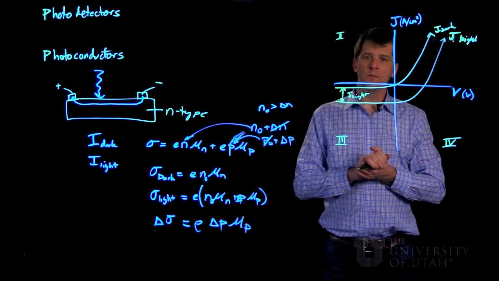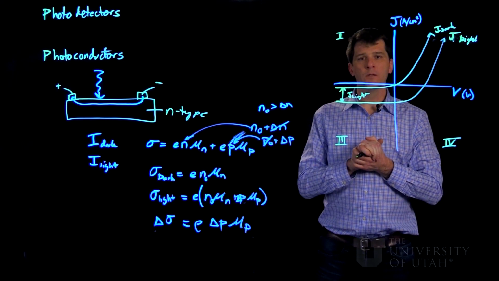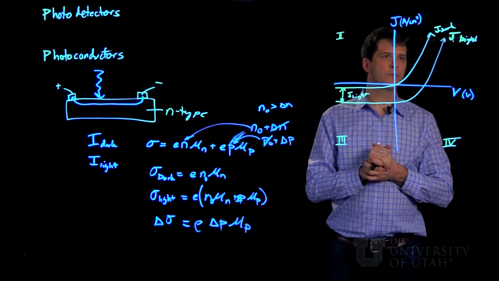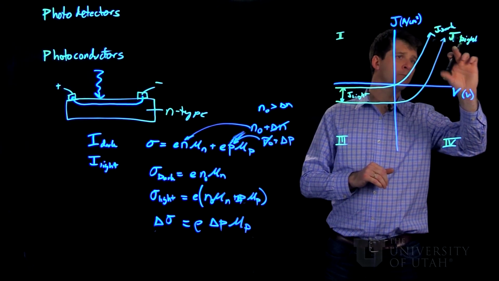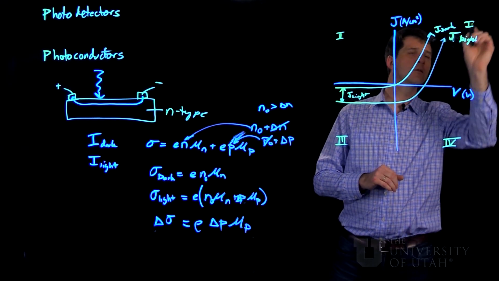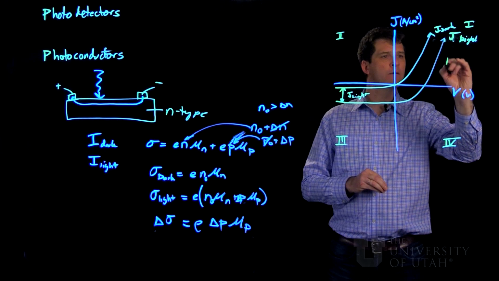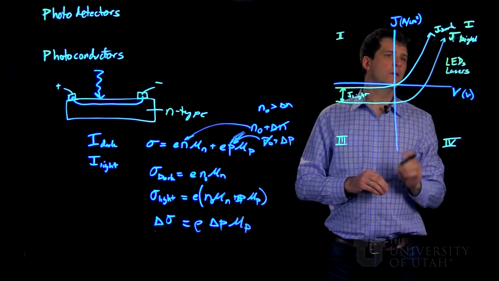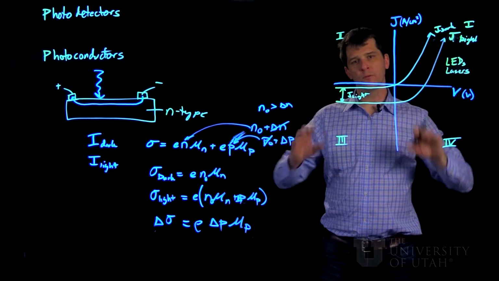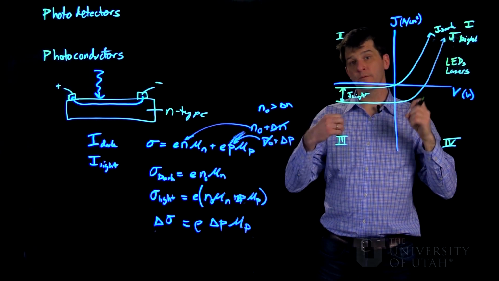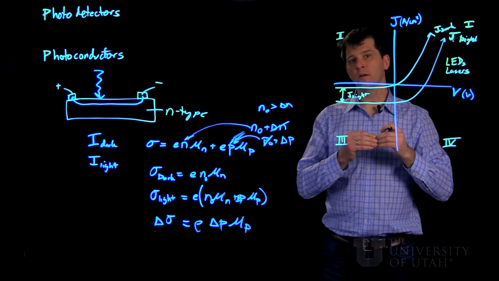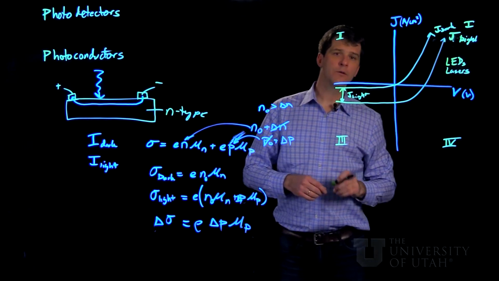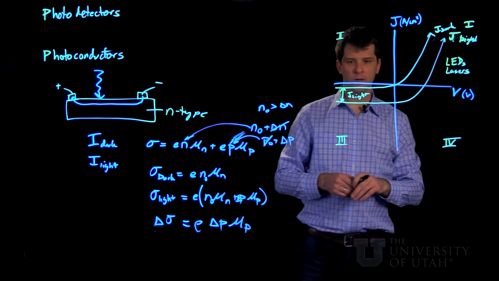So we can classify the types of devices that operate in these different regimes. So up here in quadrant 1, we have LEDs and lasers. And in this quadrant, we're putting in electrical power in forward bias, and we're getting out light power, or the extraction of photons. Region 2 doesn't matter, the curve never goes there.